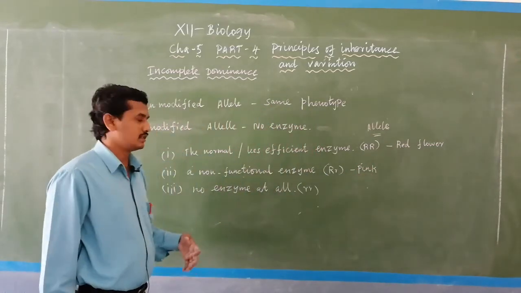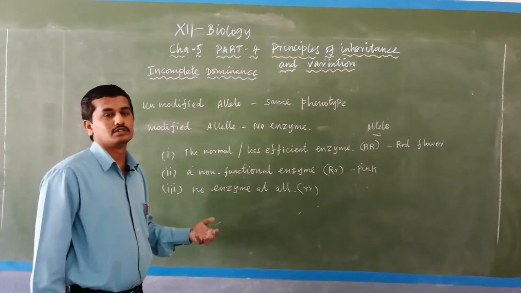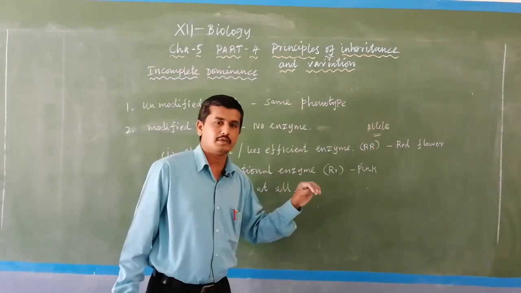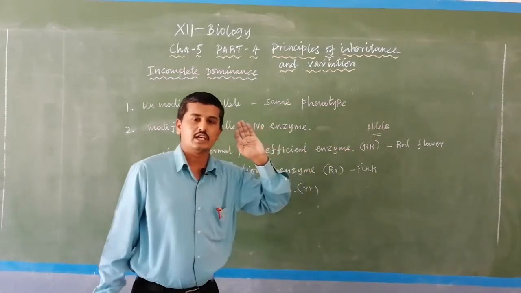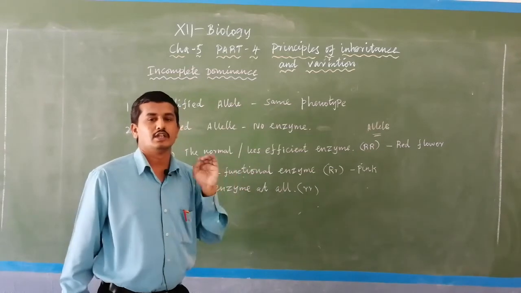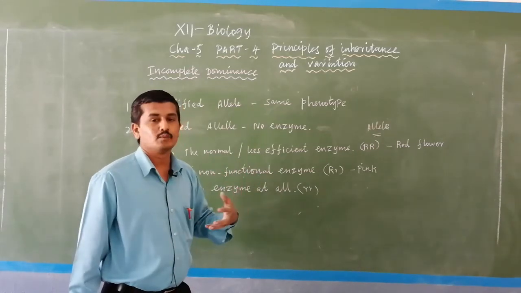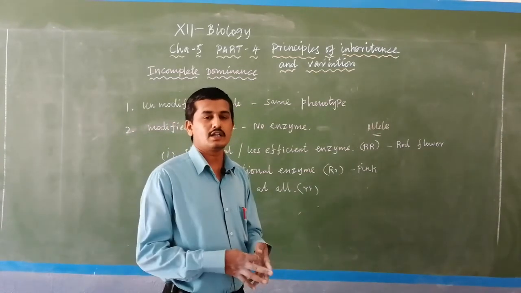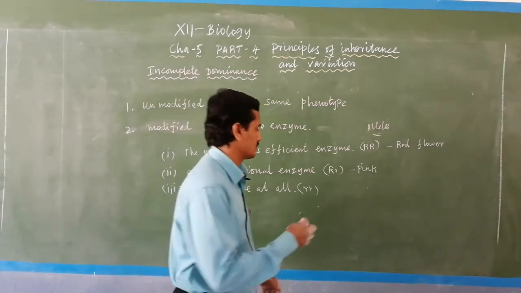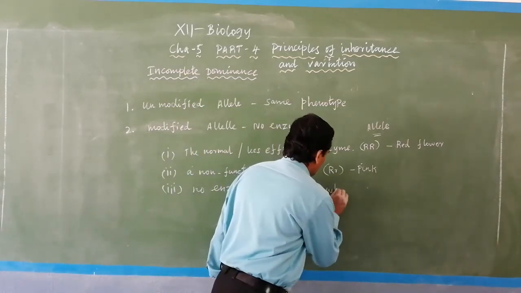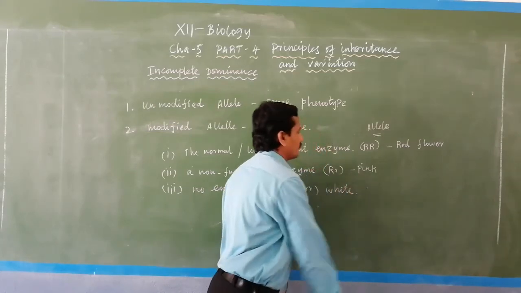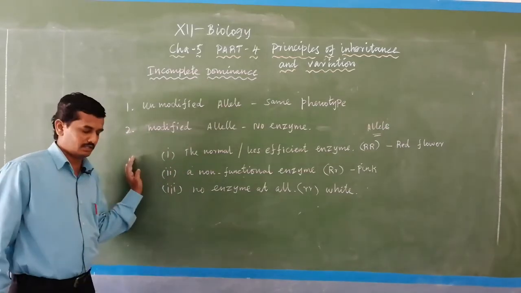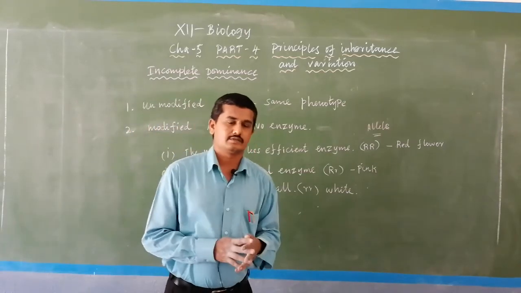In another situation, the enzyme is not produced at all. Enzyme fully produced means red color, enzyme produced in less amount means pink color. If the enzyme is not produced, color is not produced, so the flower is white. So, capital R is red, and small r is actually white. Okay.